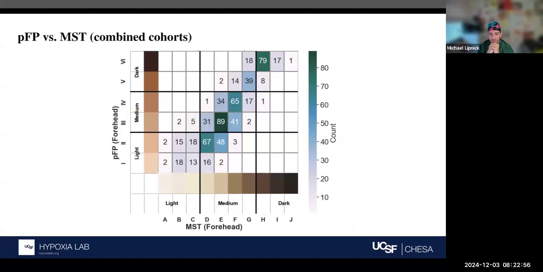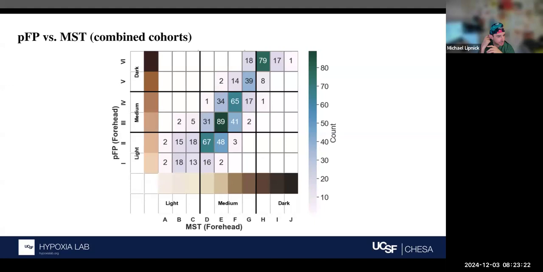In this heat map, we're basically just trying to show what happens when you're assigning using the perceived Fitzpatrick scale and Monk. Again, these are forehead values that we're comparing. We're trying to ask the question, if we assign light with one scale, is the person categorized as light by the other scale? And unsurprisingly, we're seeing that that's not always the case.